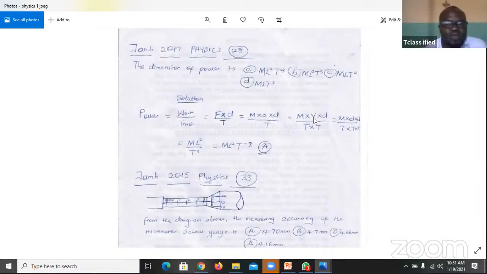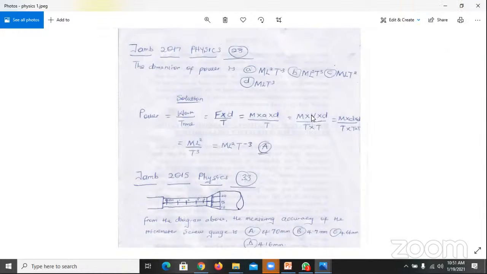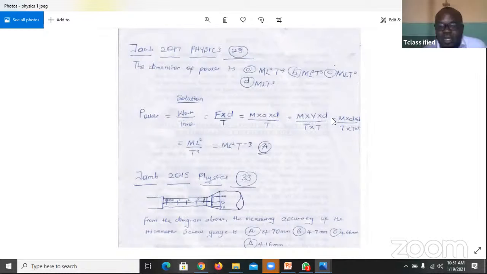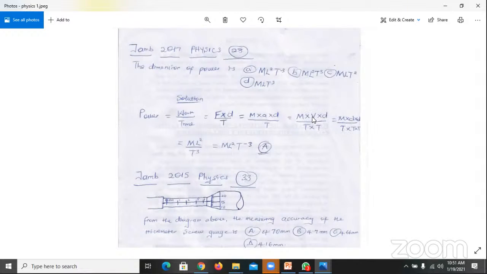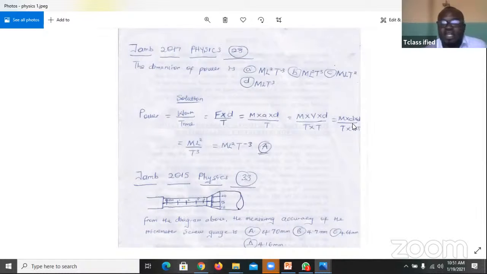So V is velocity, and we know that velocity is distance over time. So in place of this V, we can write D over T. That's why we have this extra D now, all over this extra T. T is only 2 here, but here it's 3 now, isn't it? So that means we've removed V and represented it with D over T. So now this is what we are having.